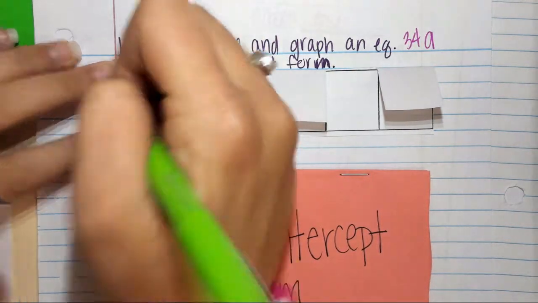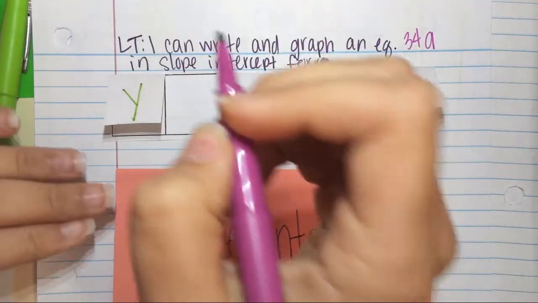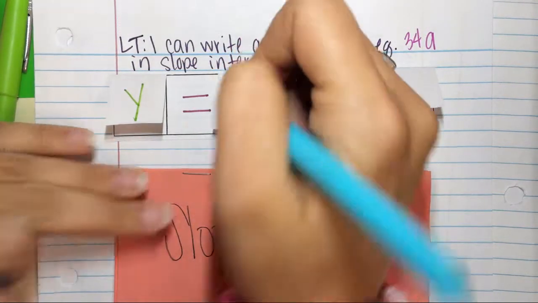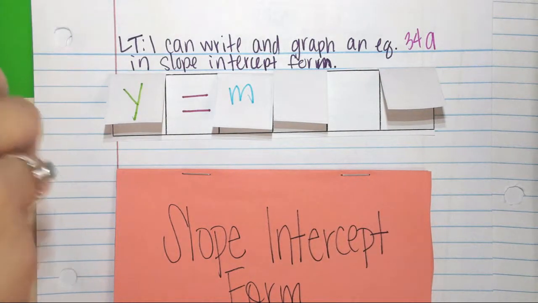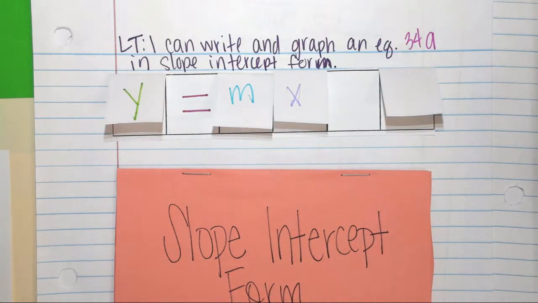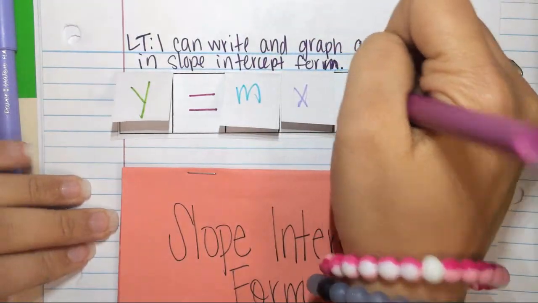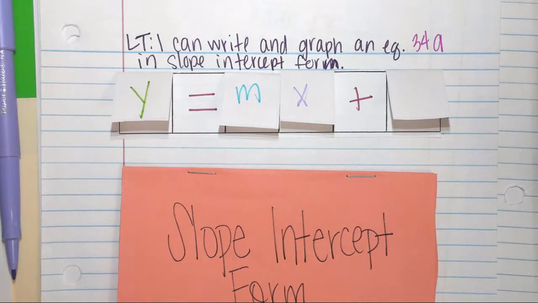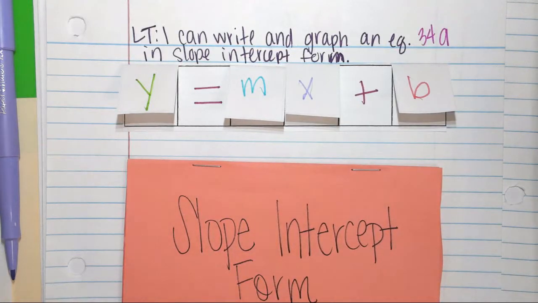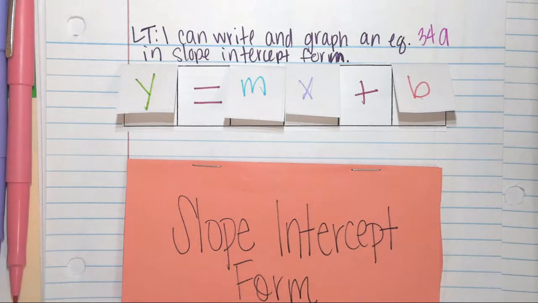So, on your first flappy, I want you to write y. And then you're going to write equals in the space next to it. And then you're going to write m. And then you're going to write x. And then plus b. Y equals mx plus b. And what the flappies are going to do is we're going to be able to open them up and see what each part of our equation represents. Does everybody understand?